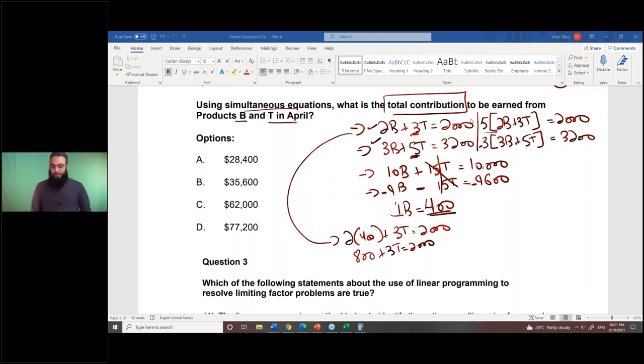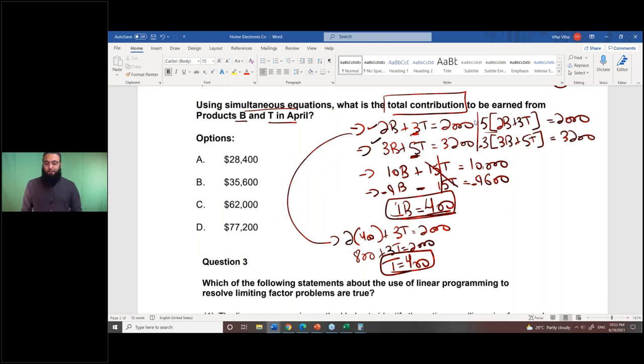400. Perfect. So the answer is 400 again. So T is also 400. Simple question. This is a latest exam question, okay?